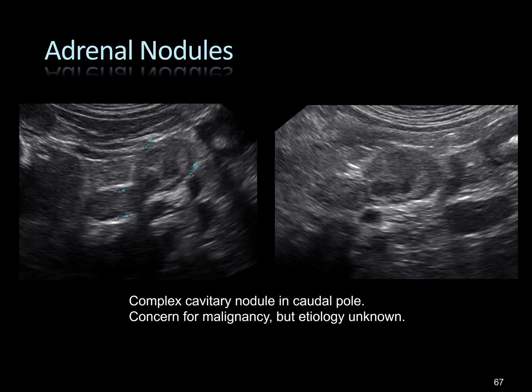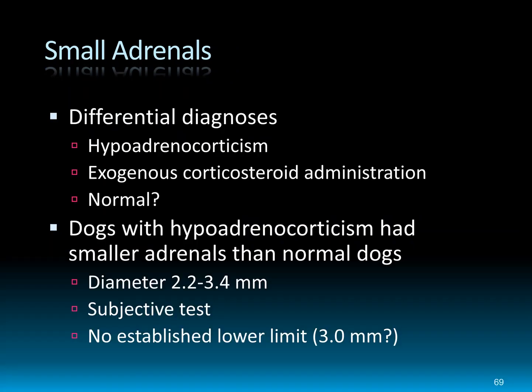Certainly you can have more complex nodules. This was one in the caudal pole of a dog. You can see it's hyperechoic, but it's got kind of a hypoechoic, almost cavitary area centrally. That cavitation makes us concerned that it might be malignant, but end of the day, we don't know, and you'd want to follow up or resect it. Pretty invasive to go resecting it, so it just depends on how aggressive the owners want to be. If they just want to recheck it with ultrasound in a couple months, see what it looks like then.